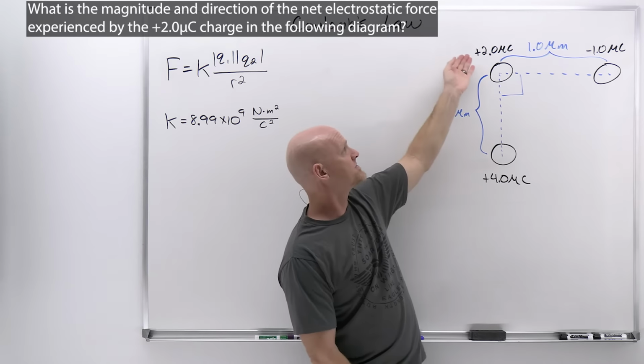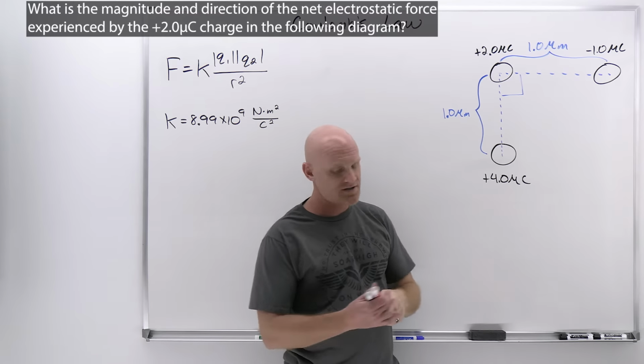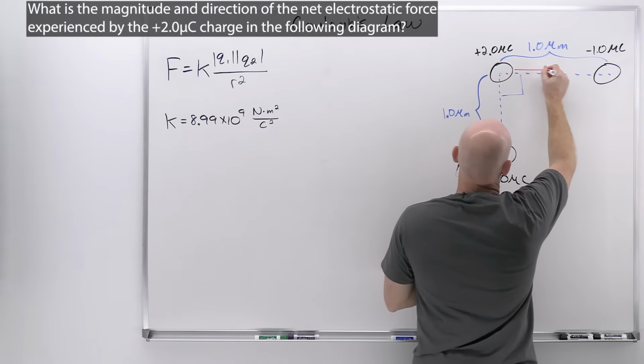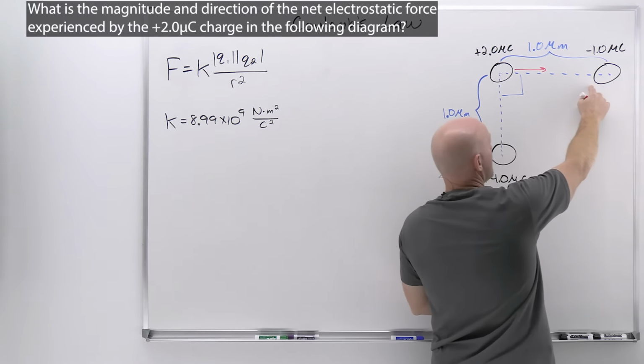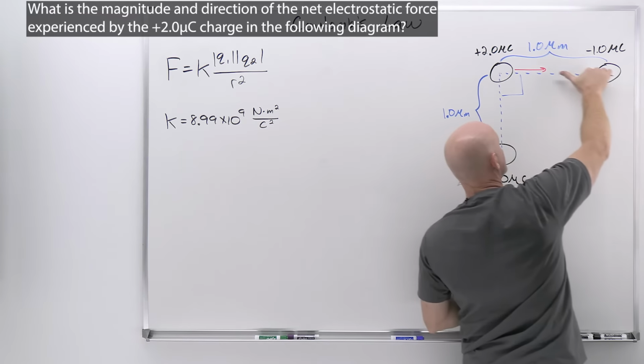And because the charge of interest is positive and this other one is negative, they are unlike or opposite charges, and there's an attractive force between them. And so for the 2 microcoulomb charge, that's going to point to the right. Now, if we cared for the negative 1 microcoulomb charge, that would be a force directed to the left.